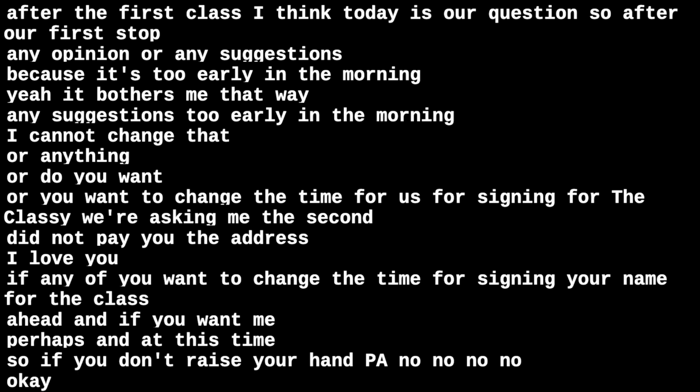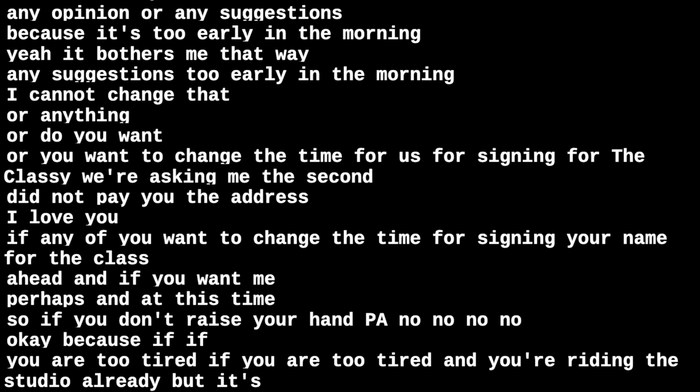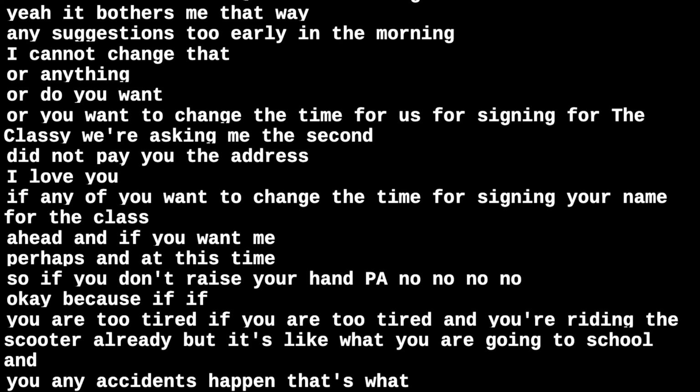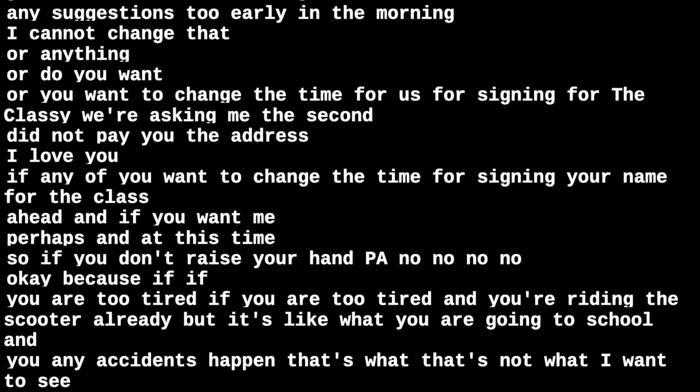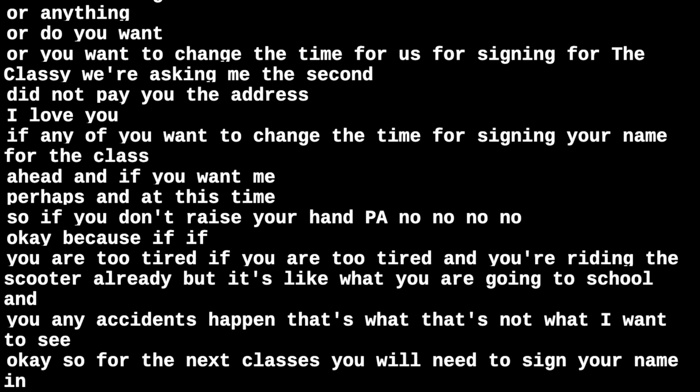Okay, because in my opinion, if you are too tired and you are riding the scooter or the motorcycle to our school and any accident happens, that's not what I want to see. Okay, so for the next classes, you will need to sign your name at this time, okay?